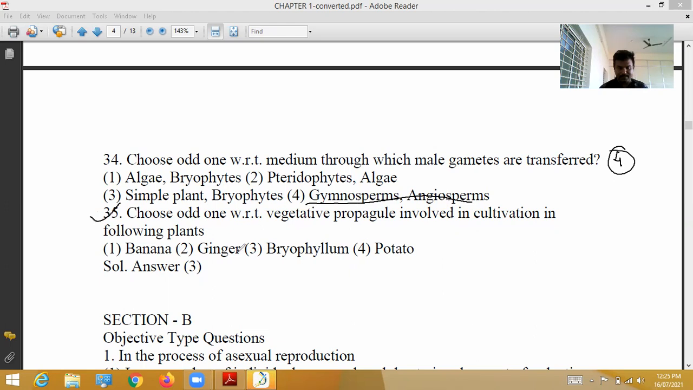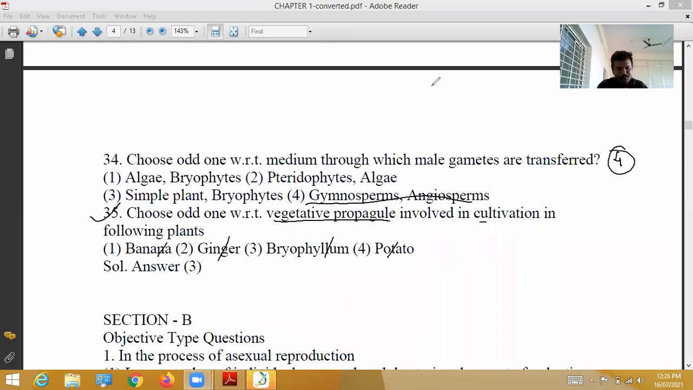Let's see the 35th question. Choose the odd one with respect to the vegetative propagule involved in cultivation of the following plants. I want the answer. You get ready to say the answer. Banana, ginger, Bryophyllum, potato. Option C. Why Bryophyllum? Why not banana, ginger, potato? I want to know the reason. Can anybody quickly type and say the answer?